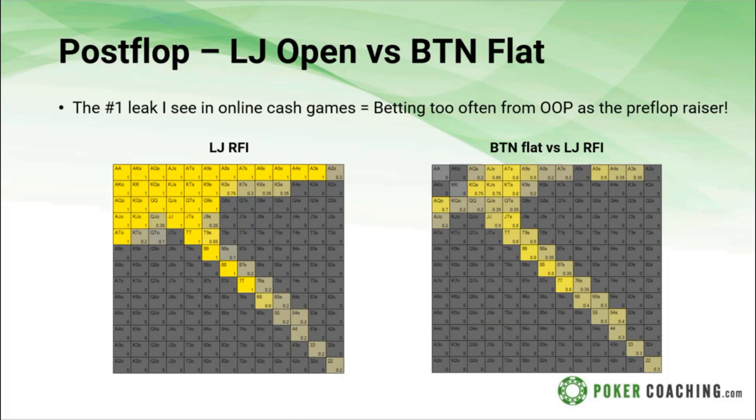I had PioSolver run these two ranges across a ton of different flops to create something called an aggregate report. So instead of figuring out how we play from the low jack against the button on one specific flop of 8-5-4, it solves for how we play across multiple types of flops. Then we try to sort them and gain intuition from the data that we're going to see on the next slide.